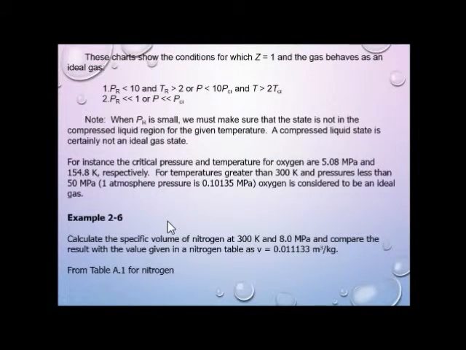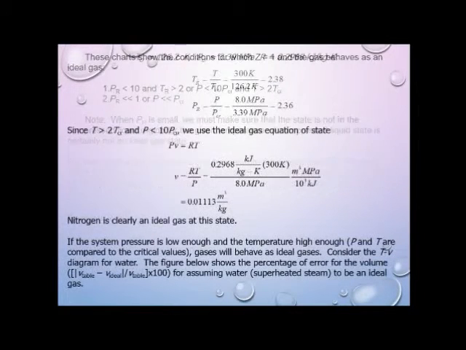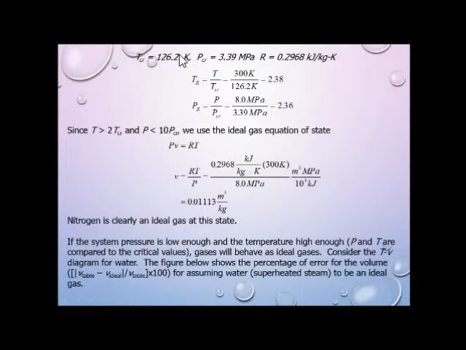Now directly coming to this example: calculate the specific volume of nitrogen at 300 Kelvin and 8 megapascal and compare the result with the value from the nitrogen table. V is given like this. Now the critical temperature and pressure we get from the table: 126.2 Kelvin and 3.39 megapascal, and R for nitrogen, the gas constant, is given as 0.29, or you can consider 0.3 also. So the reduced temperature and reduced pressure we can easily calculate.